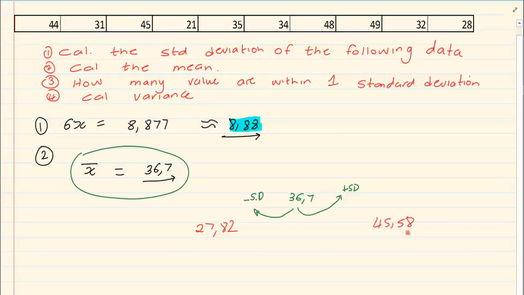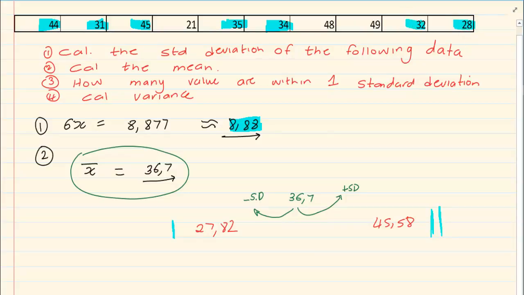Now when they say how many values are within one standard deviation, they mean if you look between 44 and 28, how many are within one standard deviation? So which ones are greater than 27,82 but smaller than 45,58? Now if you see 44 falls within that limit, 31 does, 45 does, 21 doesn't. Can you see 21 falls on this side? Then 35 falls within it, 34 does, 48 doesn't. It falls over it. 49 doesn't, it falls over it. 32 does, and 28 does.